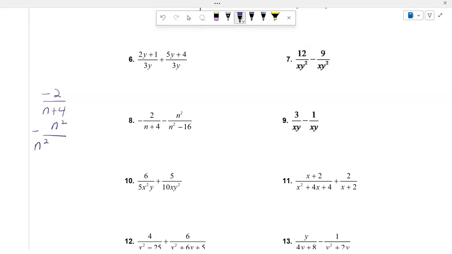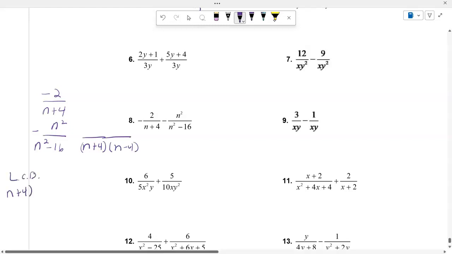So for number 8, we have negative 2 over n plus 4 minus n squared over n squared minus 16. What I would do is factor n squared minus 16. And so what you have is n plus 4 times n minus 4. So our LCD is n plus 4 times n minus 4. So this denominator is okay. This denominator is okay. So you're going to have n squared here.